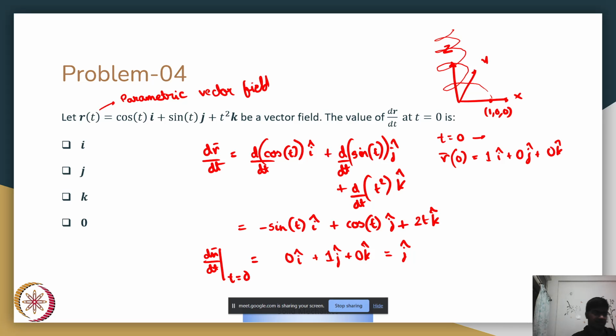Right, so we'll get this as the tangent to this particular parametric vector field, and from this geometric interpretation we can also see the same, that the point will start to move in this particular direction. So the tangent should be something along these lines.